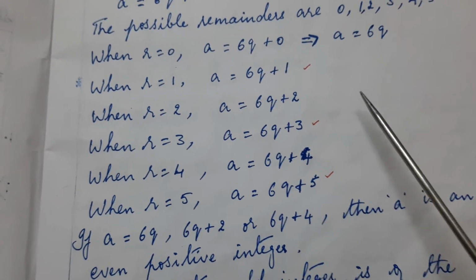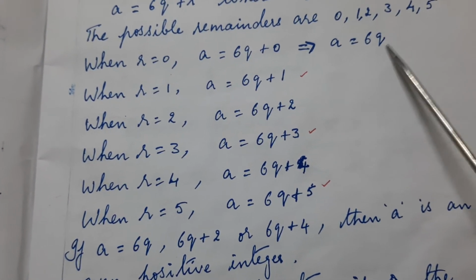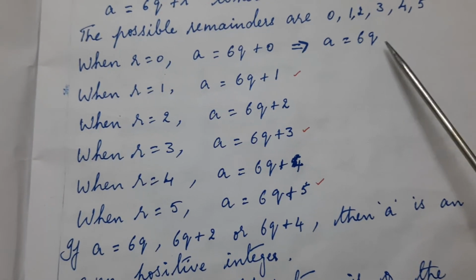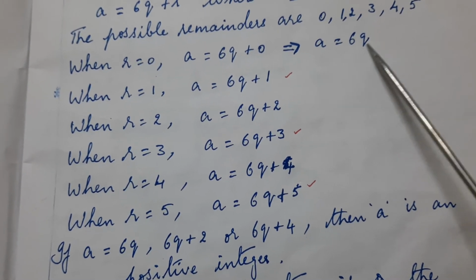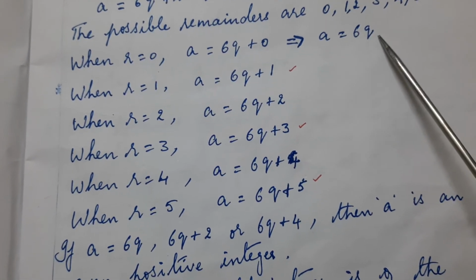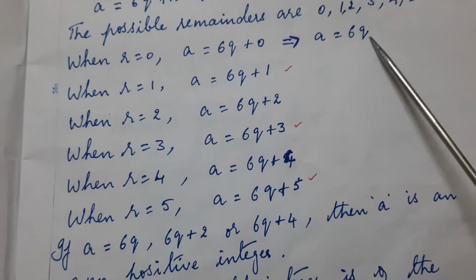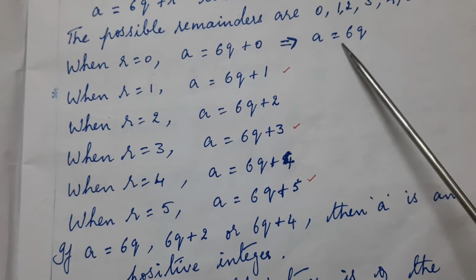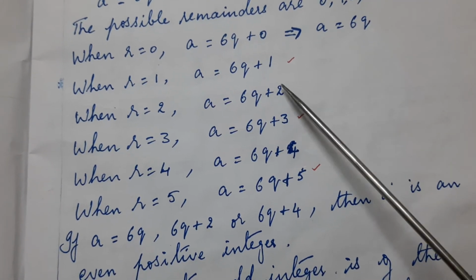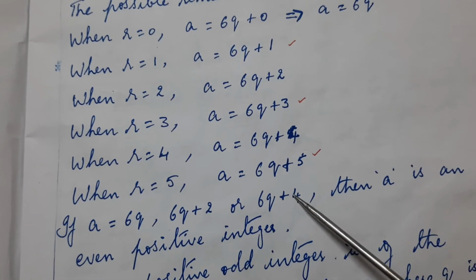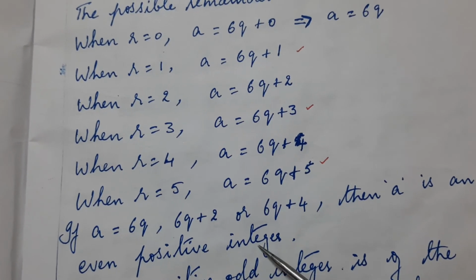So you can understand, whenever I substitute a value for q here, 0 or 1, 2, 3, 4, anything, q should be greater than or equal to 0. What happens? If a is equal to 6q, 6 ones are 6, 6 twos are 12, 6 threes are 18. So it goes on, and we get an even number. Here also you get an even number. So if a is equal to 6q, 6q plus 2, 6q plus 4, then a is an even positive integer.